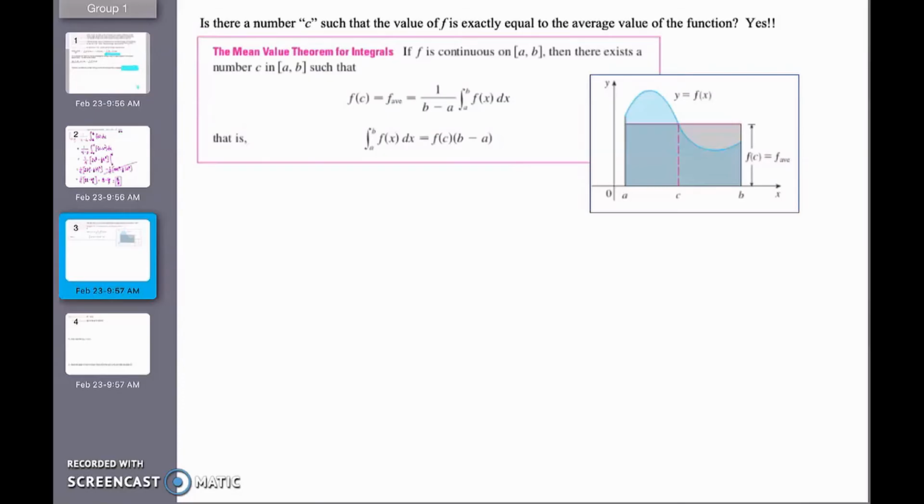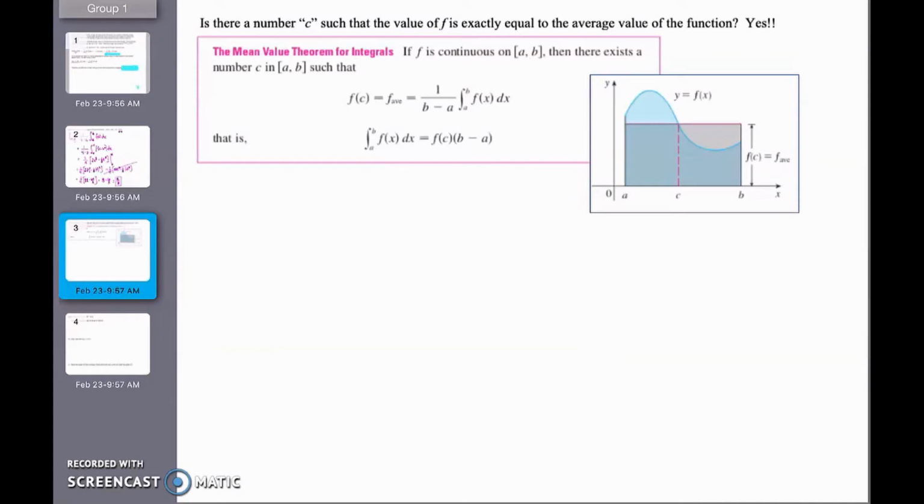All right, the second part of the notes here is talking about, is there some number c? c can be any value that lives between a and b, such that the value of our function f is exactly equal to the average value of the function. And hopefully in your mind, you're picturing our function and some point that lies on the curve that's exactly equal to the average height of the function. And if you look at the picture there, the answer is yes. And this is actually called the mean value theorem for integrals.